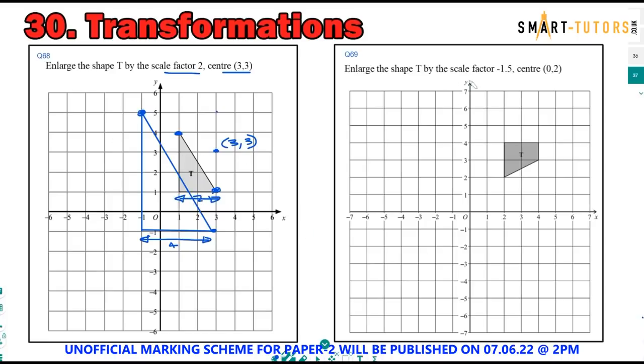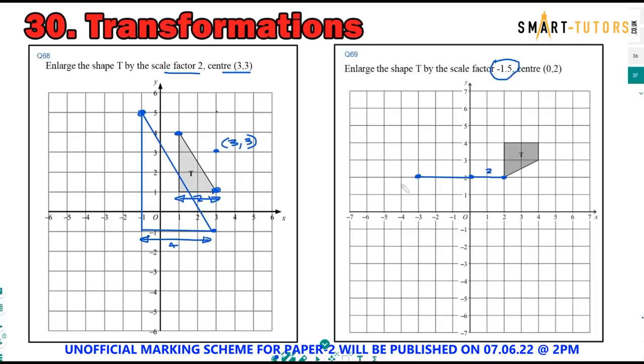Next question, it's a fractional and negative number, minus 1.5 is the scale factor. 0, 2 is my center point. 0, 2 is, this is the point, right? And now I'm counting how many squares to reach the first point, is 2 to the right hand side. When it comes to a negative scale factor, you need to do the opposite. So 2 times 1.5 is 3, but however 3 has to go to the opposite direction, so this way. So that point, enlarged point is here, right?